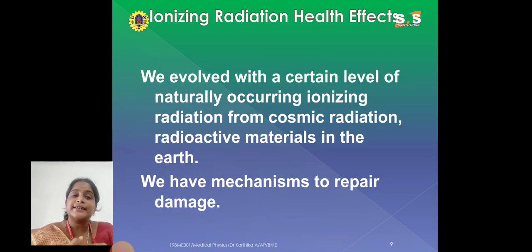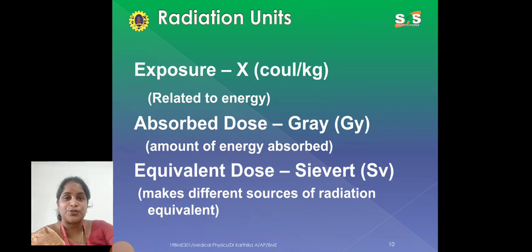Then we talk about ionizing radiation health effects. We evolved with a certain level of naturally occurring ionizing radiation from cosmic radiation and radioactive materials in the earth. We have mechanisms to repair the damage also.